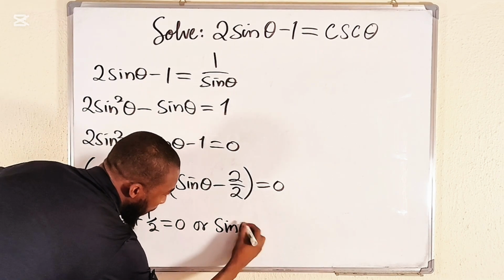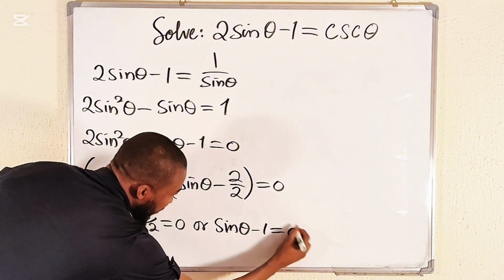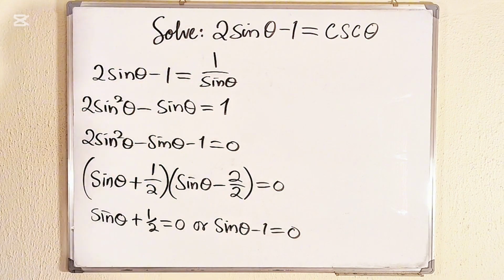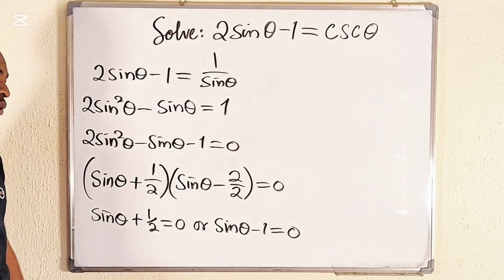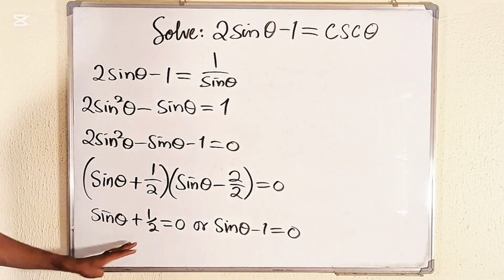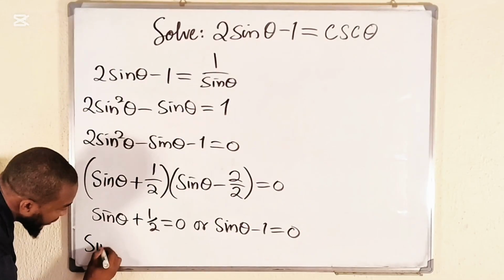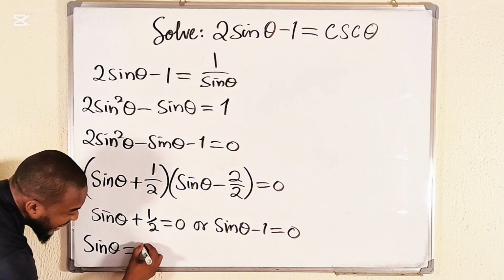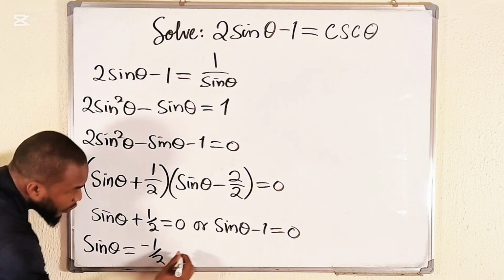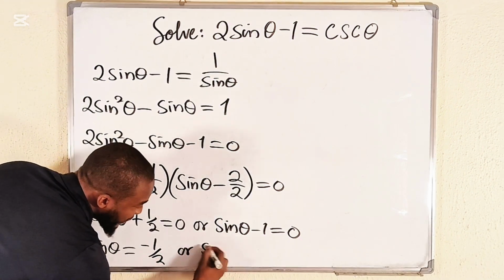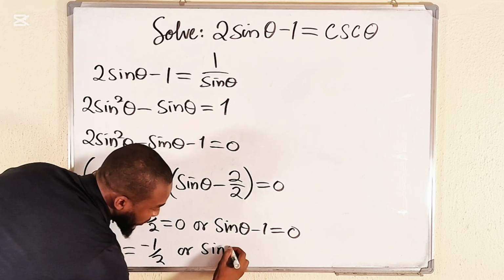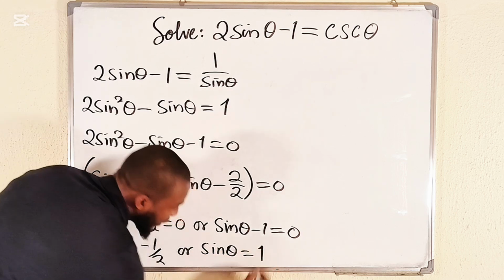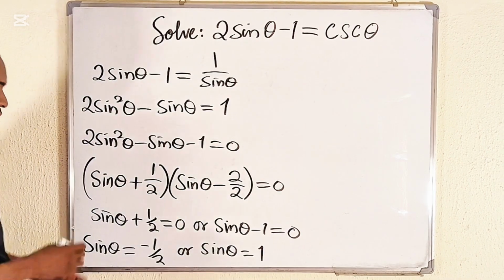sine theta, the second one, minus 1 equals 0, because 2 divided by 2 is 1. So these are the two equations we are going to solve. It is either sine theta from here equals negative 1 divided by 2, or sine theta equals 1 if you take negative 1 to the other side.